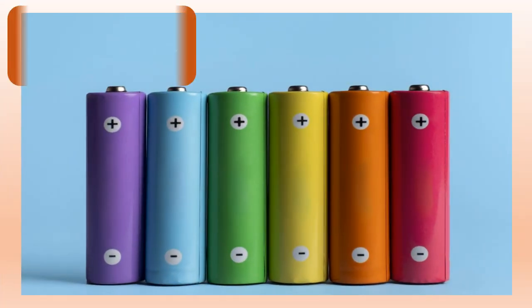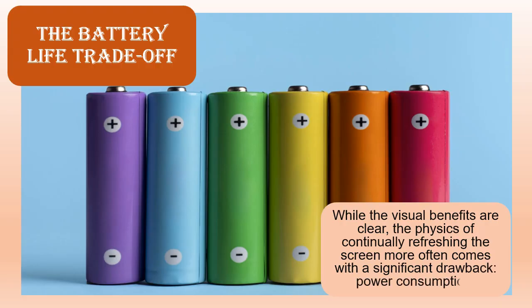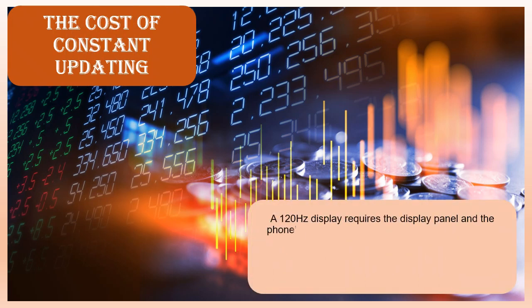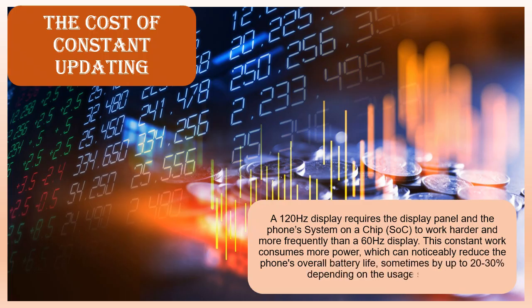The battery life trade-off. While the visual benefits are clear, the physics of continually refreshing the screen more often comes with a significant drawback: power consumption. The cost of constant updating. A 120 Hz display requires the display panel and the phone's system on a chip, SoC, to work harder and more frequently than a 60 Hz display. This constant work consumes more power, which can noticeably reduce the phone's overall battery life, sometimes by up to 20 to 30% depending on the usage scenario.